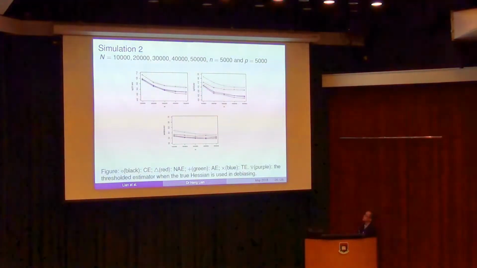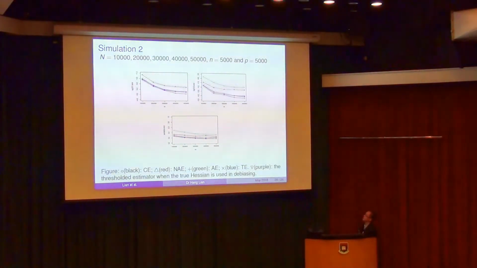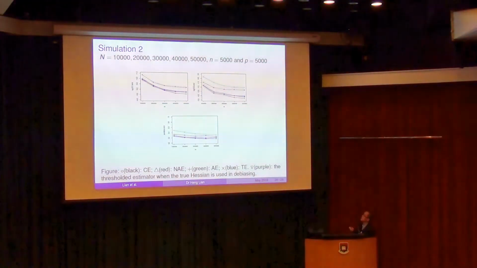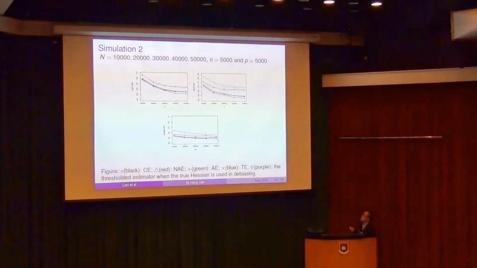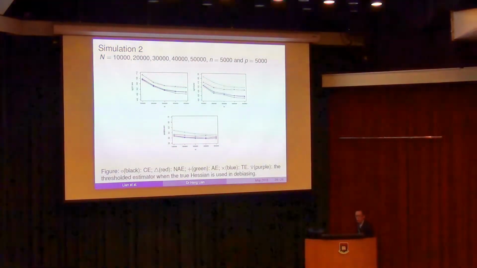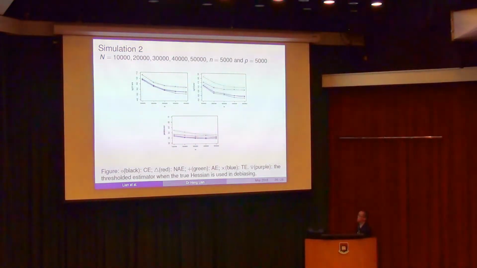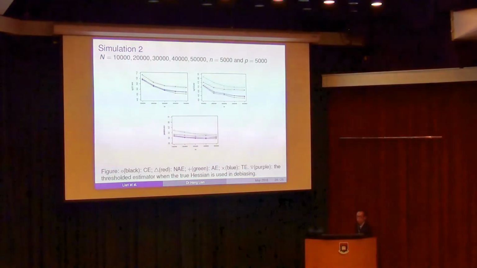We also do a slightly larger sample size, not too large. So this shows, as the sample size increases, what the performance is. There are a lot of lines here, but the only thing I want you to look at is the black line, which is the central estimator. It's the standard: you use all the data. So of course it's the best if you can compute.